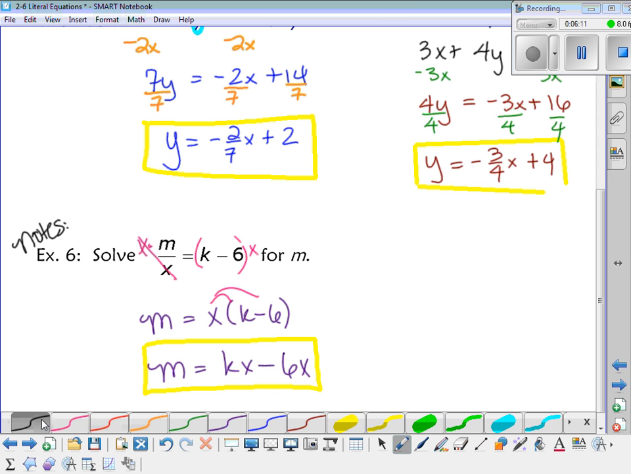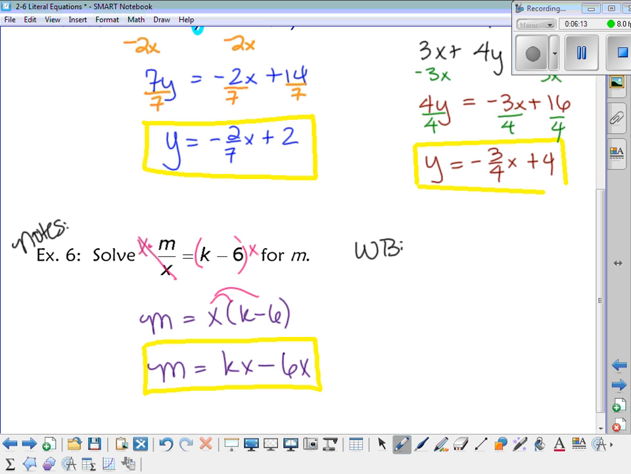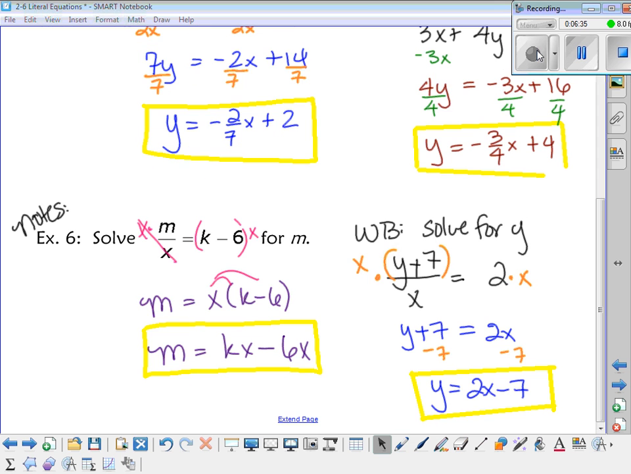Alright, so on your whiteboards, we're going to solve for y. And we have y plus 7 all over x is equal to 2. Pause the video and try it on your own. Okay, so when you did that one, you should have multiplied both sides times x, which gave you y plus 7 was equal to 2x. And then you subtract 7 from both sides, and the final answer would be y equals 2x minus 7.